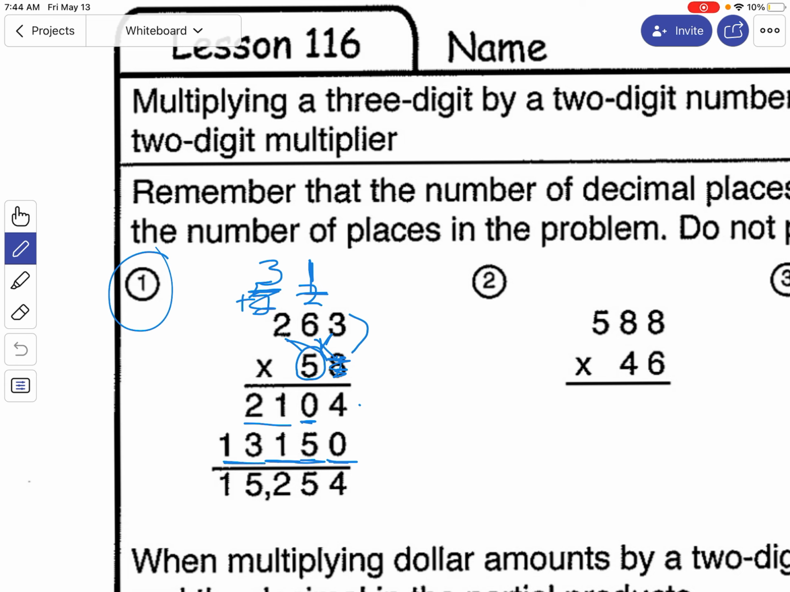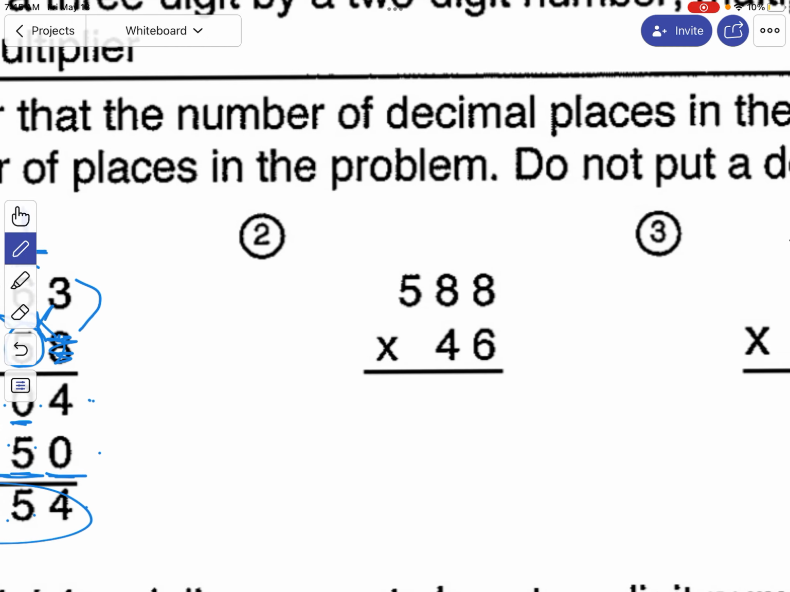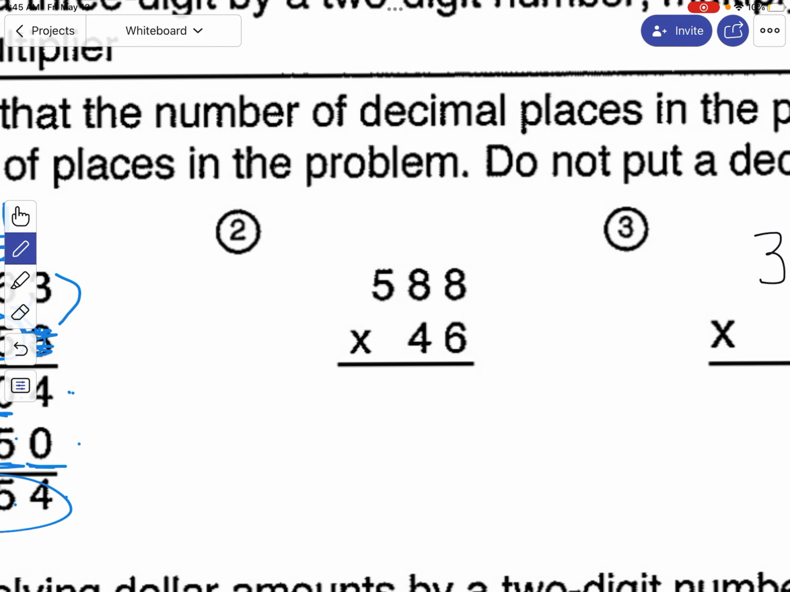Plus 3 is 13. Then I simply add my partial products. 4 plus 0 is 4, 0 plus 5 is 5, 1 plus 1 is 2, 2 plus 3 is 5, 1 plus 1, and the 1 plus nothing. Answer is 15,254.